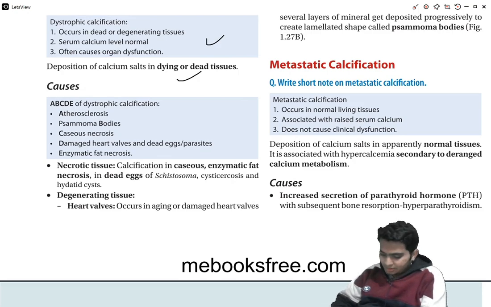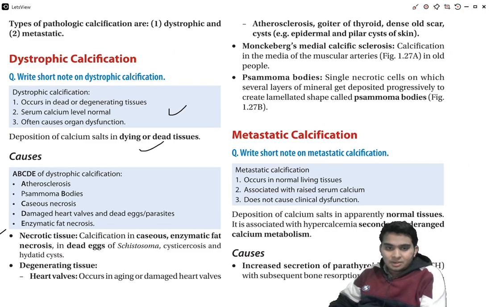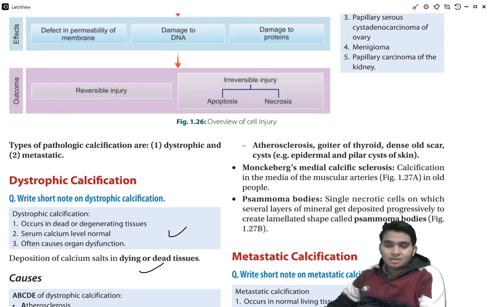It is seen in necrotic tissue, such as calcification in caseous and enzymatic fat necrosis, in dead eggs of schistosoma, cysticercosis, and hydatid cysts. It is also seen in degenerating tissue such as heart valves, atherosclerosis, goiter of thyroid, dense old scar, cysts, etc.